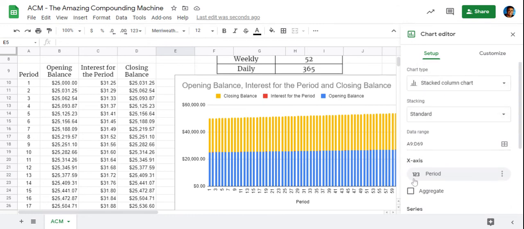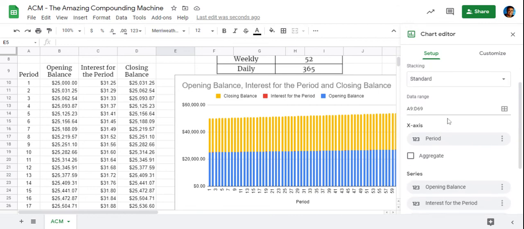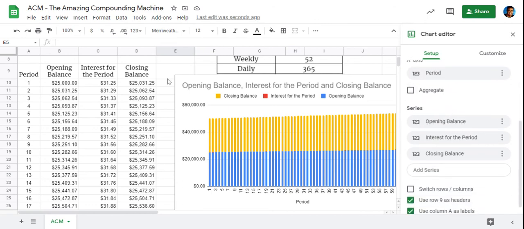And this is telling me everything that I put in. It's telling me that the x-axis is the period, which is true. It kind of realized that that was the first thing I had, which is pretty awesome. And it gives me the series that we have. Notice it tells me the opening balance, the interest for the period, and the closing balance. And I could graph each of them separately. Right now, I just want the closing balance. So take a look at what we're going to do.